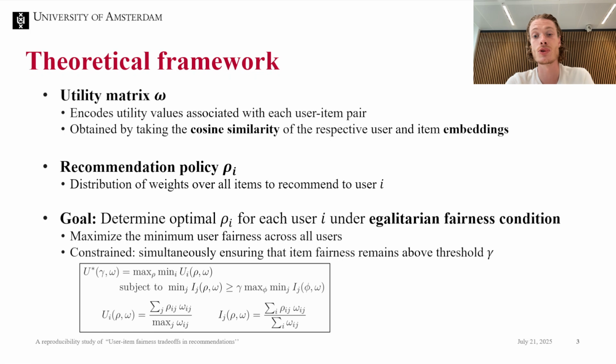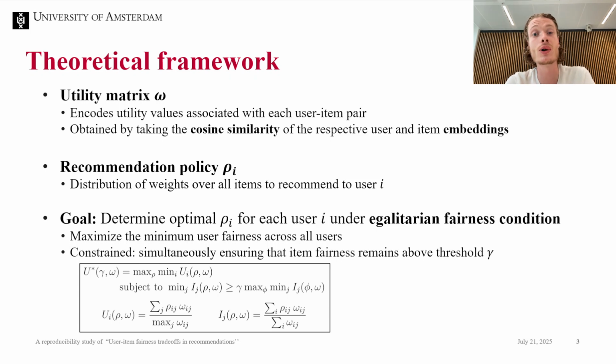The core principles of the theoretical framework include, firstly, utility matrix omega, which encodes the utility values associated with each user item pair. Each utility value is obtained by taking the cosine similarity of the respective user and item embeddings. How these embeddings are created, we will see in the next slide. Secondly, there's recommendation policy rho, where rho represents the matrix and rho I specifies the distribution of weights over all items to recommend to user I.